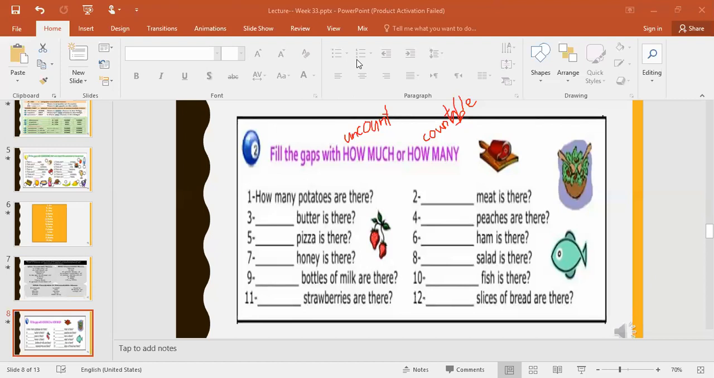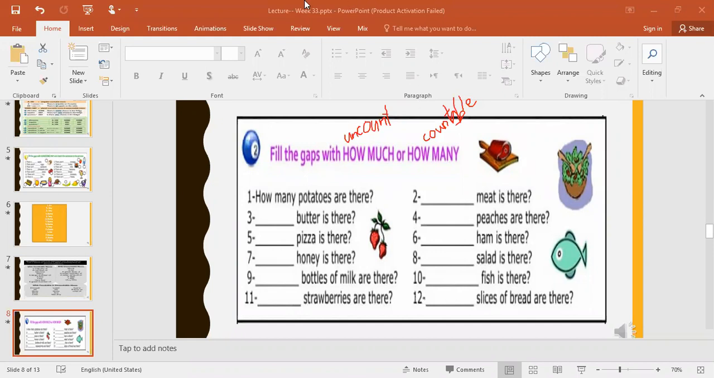Okay, fish. Zainab again. Yes, Zainab. How much fish is there? Why how much? We can count them, of course. 2 fish, 3 fish, 4 fish, right? We can count them. And how many fish are there? We can count them.